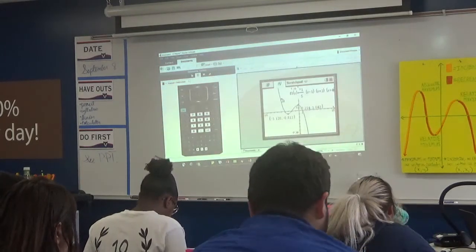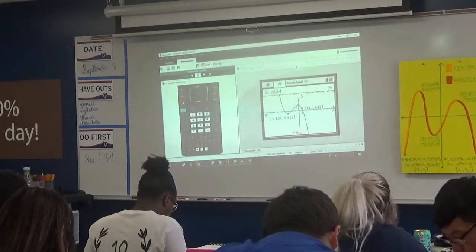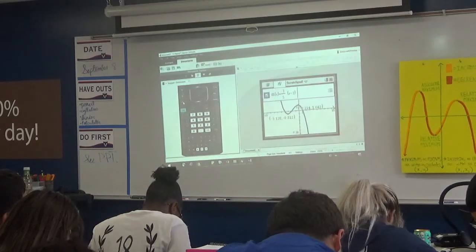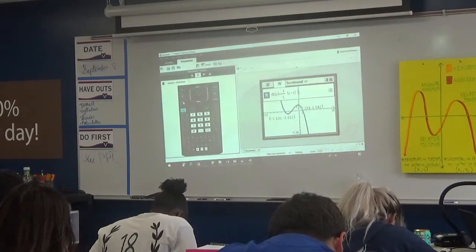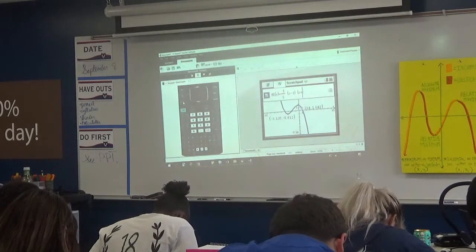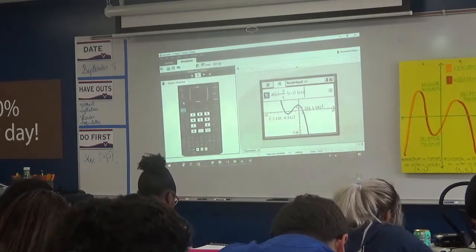Woo, graph. Ignore that from the last class. F1, I want you to go ahead and type in the function. So -1/5 times x minus 1 times, what is it? I don't have it anymore. x plus 2 times x plus 4.